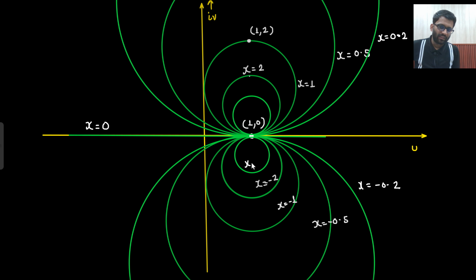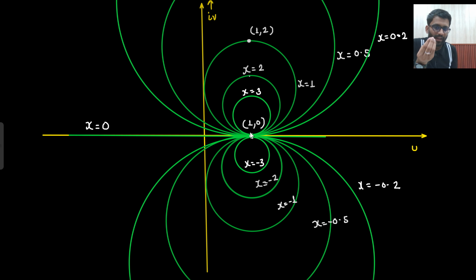X equals to minus 3 will be somewhat like this. This is x equals to 3. So what does it feel like? It feels like from 1, 0, the circles are being originated. From 1, 0, circles are being originated in the upward direction, also in the downward direction, for the decreasing value of x.